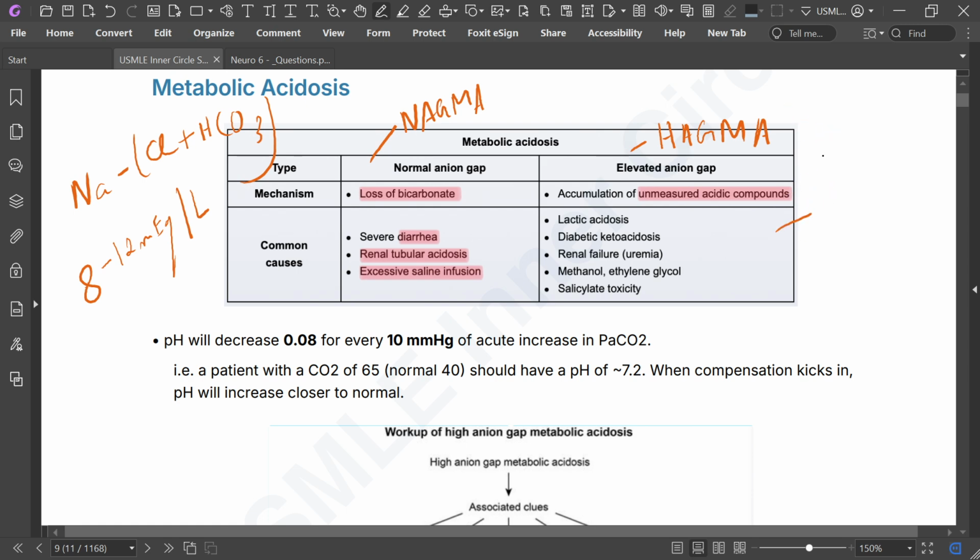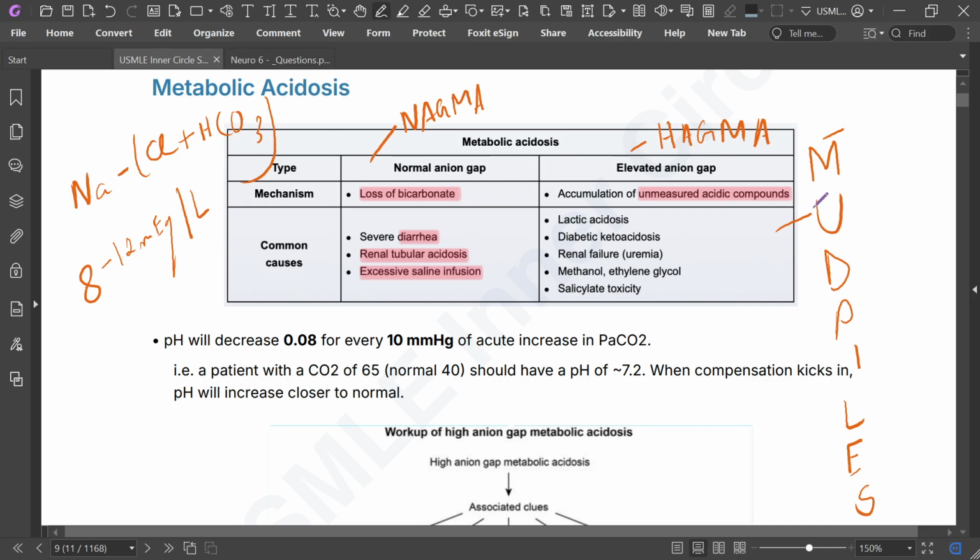HAGMA, high anion gap metabolic acidosis, the causes you can remember via the mnemonic called MUDPILES. This is a very famous mnemonic. There are also plenty of other mnemonics like GOLDMARK, but I found this one easier and it covers all the questions. I feel like that. Okay.